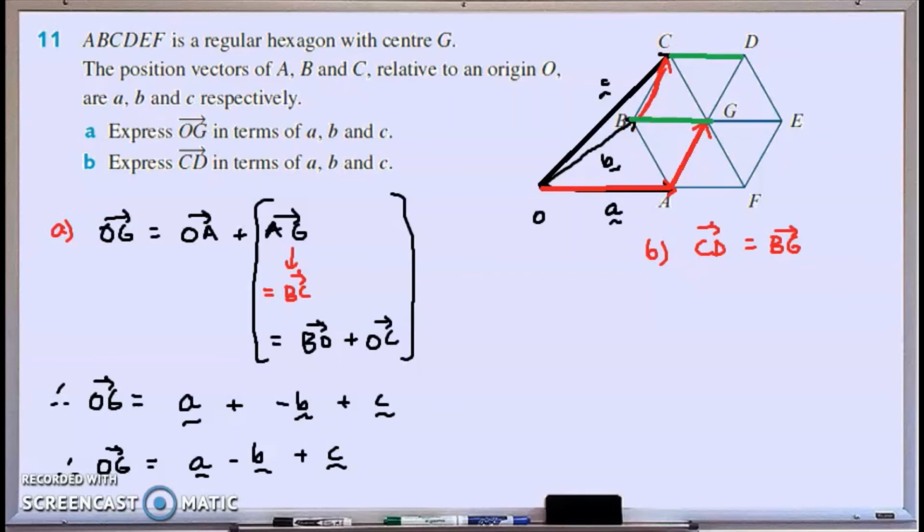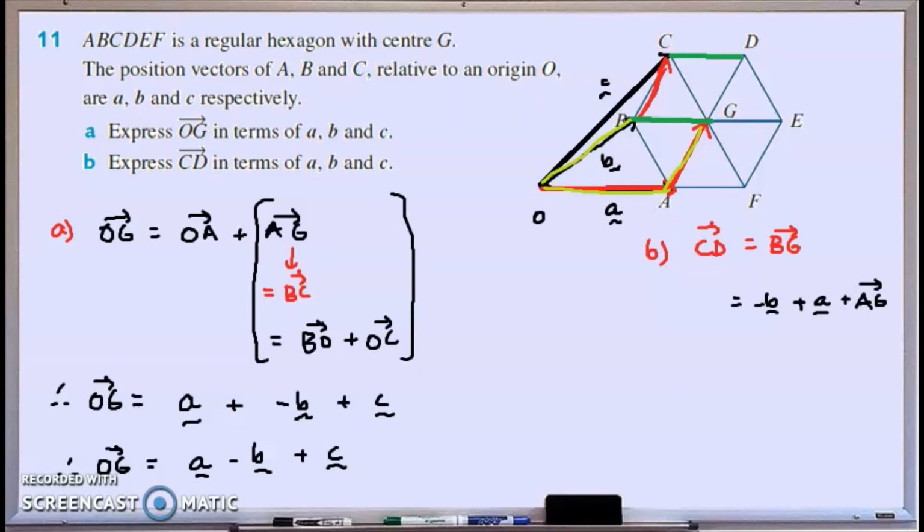So to do this, I can go from B back to the origin, out to A, and then up along our vector, which is our answer for the first question. So that's what I'm going to do. When I move down from B to O, that is negative B. Then I'm going to move across from O to A, which is A. And then I'm going to move from A to G. And I'll write that as my vector.